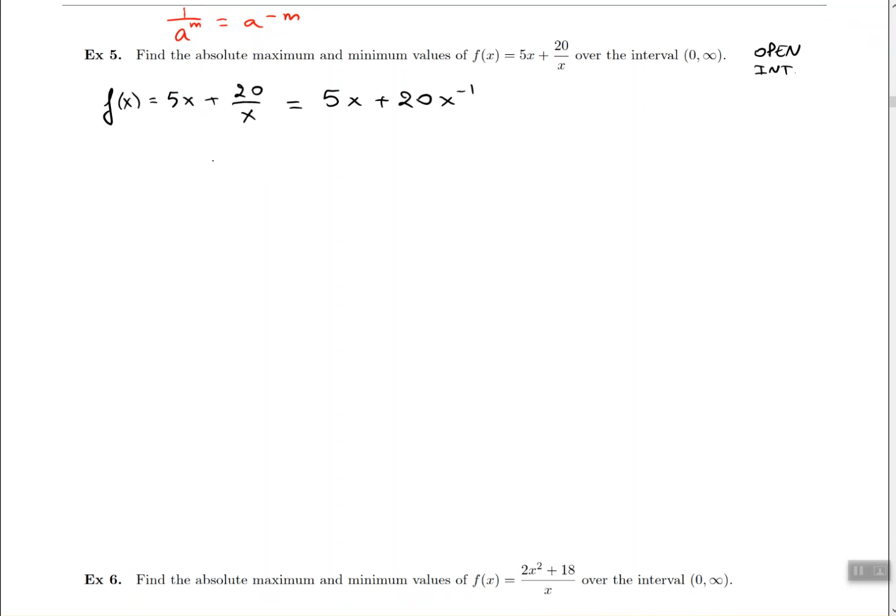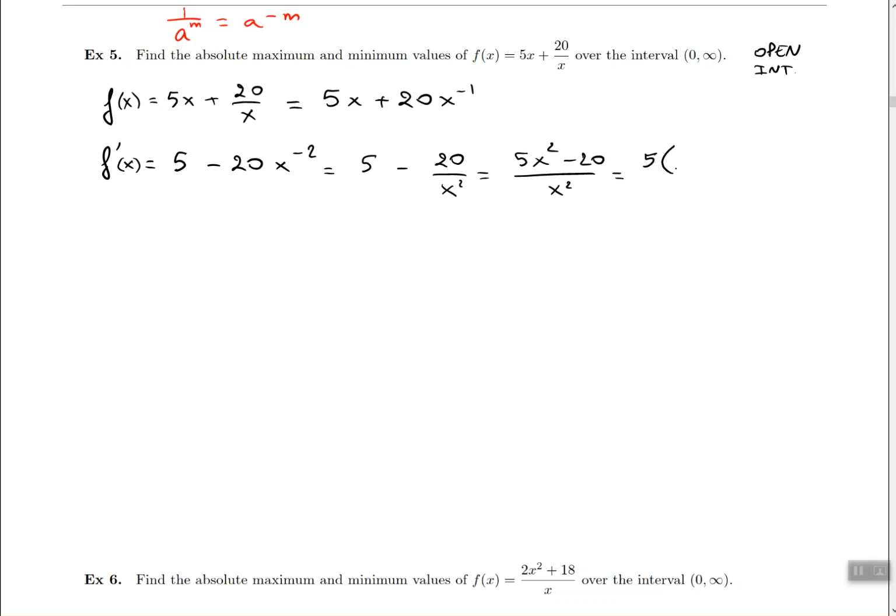So now that I have this, I'm going to go ahead and find the derivative, f prime of x. The derivative of 5x is going to be 5. Derivative of 20x to the -1, we bring the power down. -1 times 20 is going to be -20. Then we subtract 1 from the power, so it's already a -1. When you take away another 1, the total is going to be -2. And this is the same thing as saying 5 minus 20 over x squared. Let's put it together in one fraction, and that will give us 5x squared minus 20 over x squared.